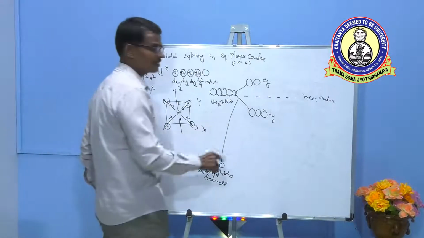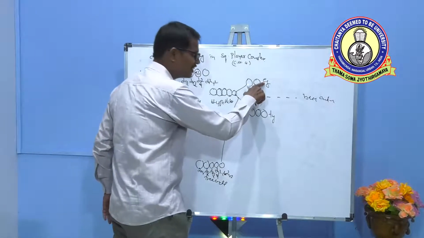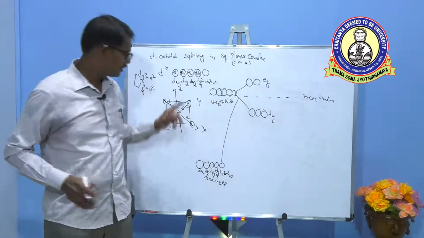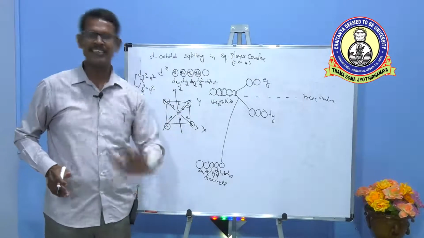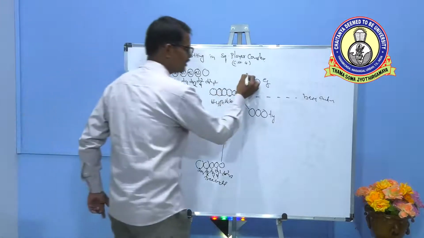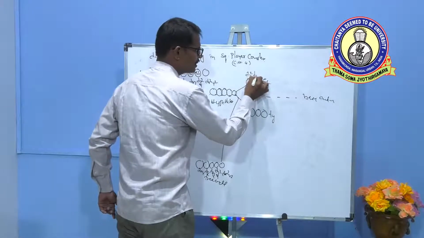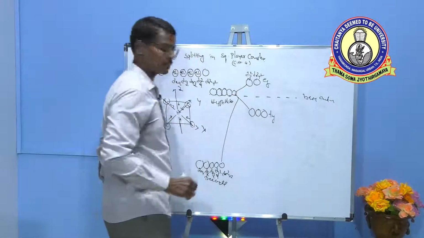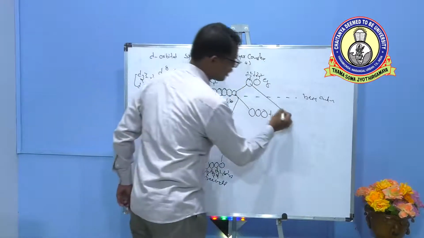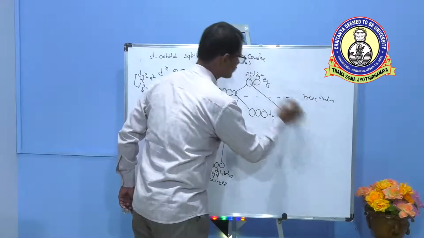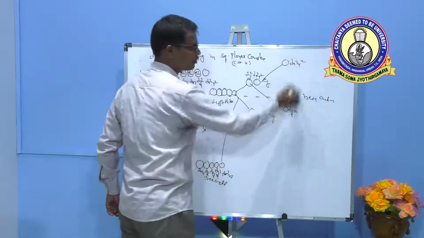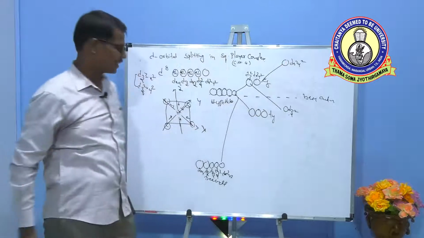So this causes further splitting in Eg and T2g orbitals, such that Z orbital's energy decreases, XY orbital's energy increases. In Eg, dz square, dx square minus y square. There is no ligand along the z-axis. Z orbital energy decreases, x square minus y square orbital energy increases. Dz square lower energy, dx square minus y square high energy.